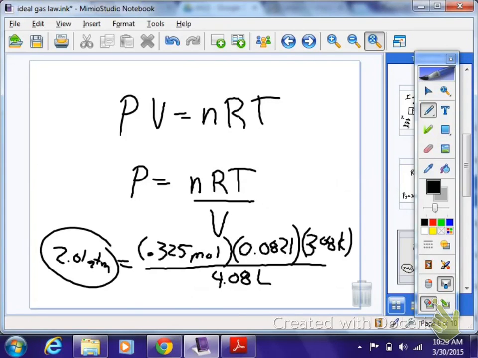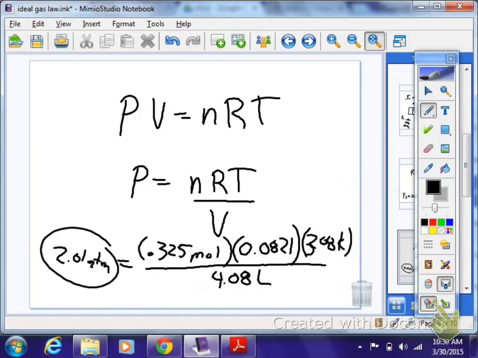If we would have plugged in 8.31, we would have gotten an answer in kPa. If we would have plugged in 62.4, we would have gotten an answer in torr, or millimeters of mercury. Okay? So it depends upon what they want or what they give you in pressure.